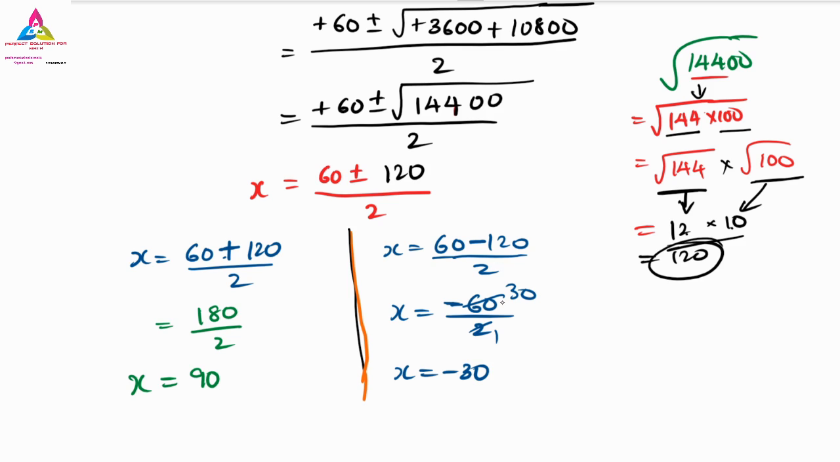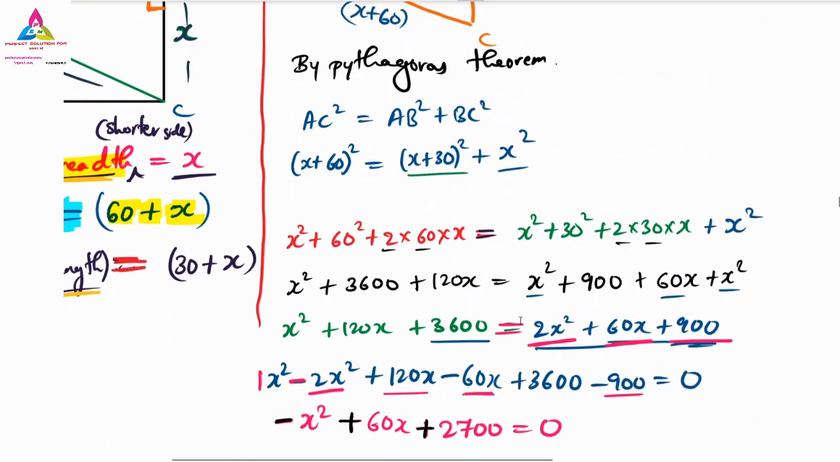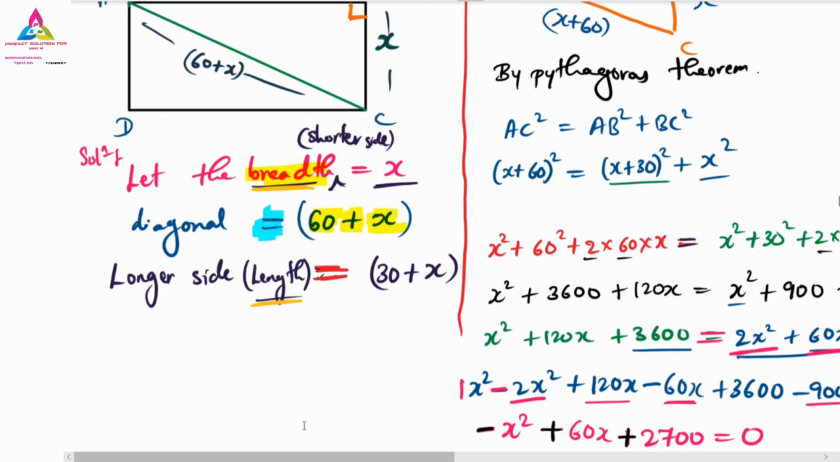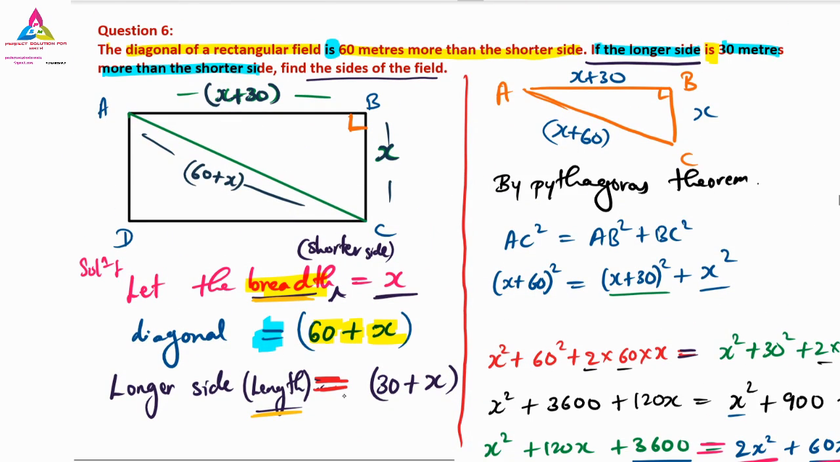So here x is equal to plus 90 is the correct answer. The x value is plus 90. Because here, what are we actually finding? We are finding the sides of the rectangle. When you are finding the sides of the rectangle, it must be a positive value, because we don't have minus 30 meters. We have positive values.